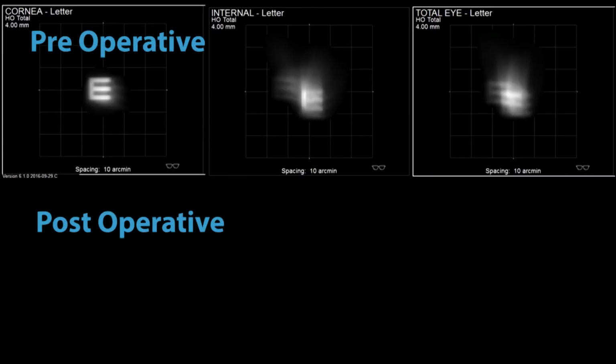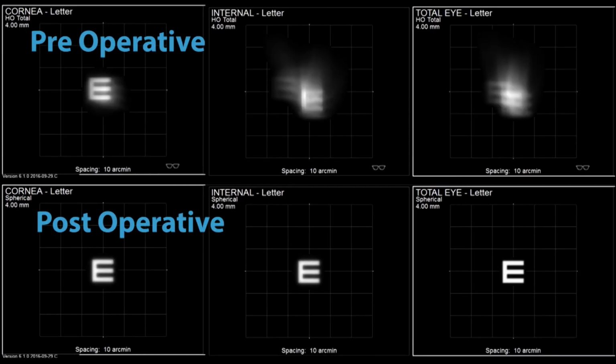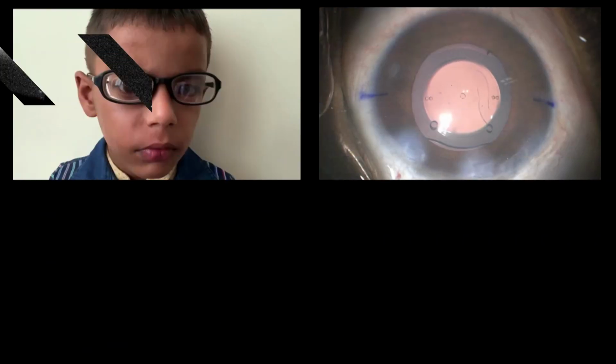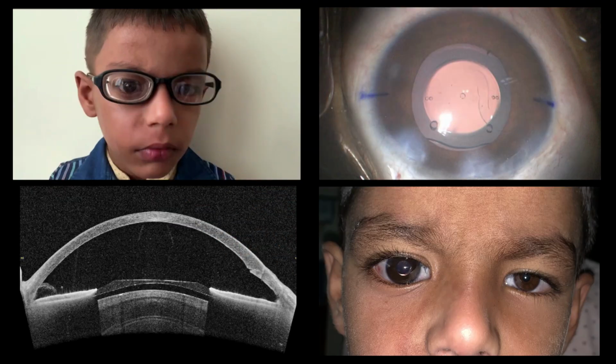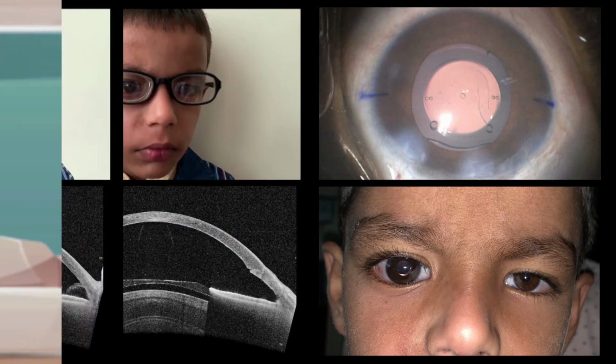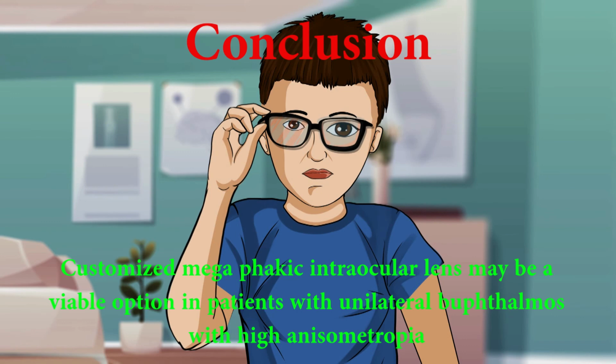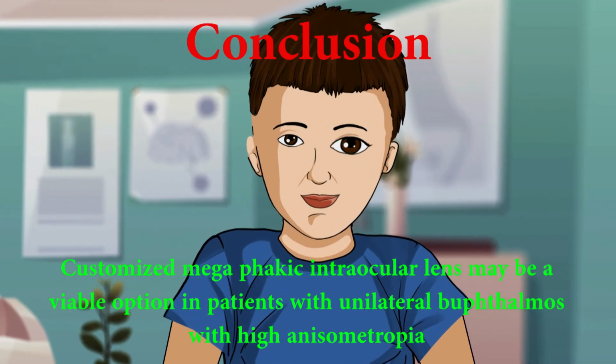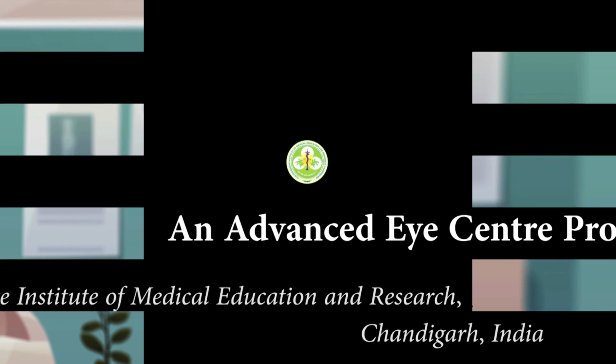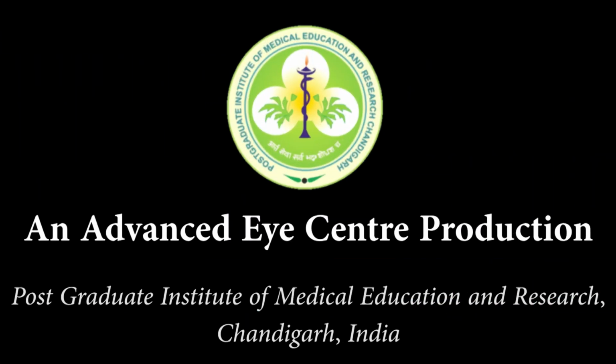This child had a gratifying visual outcome and the perceived visual quality dramatically improved. We believe that customized mega phakic intraocular lenses are a viable option and may well be the way forward in the management of high myopia due to unilateral buphthalmos. Thank you.